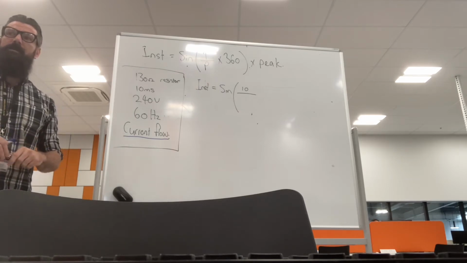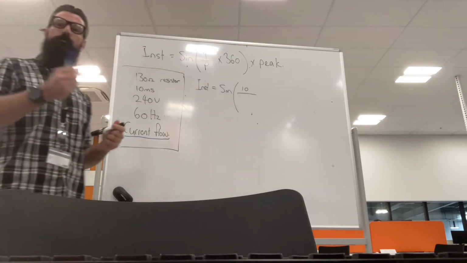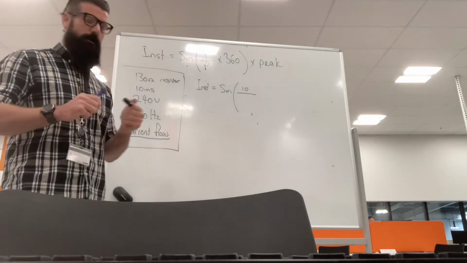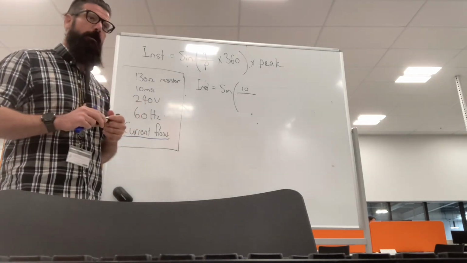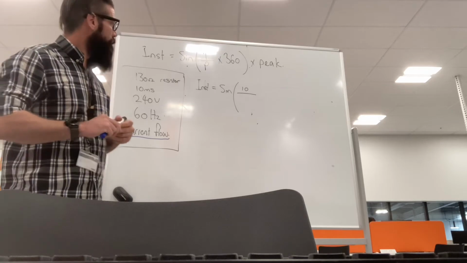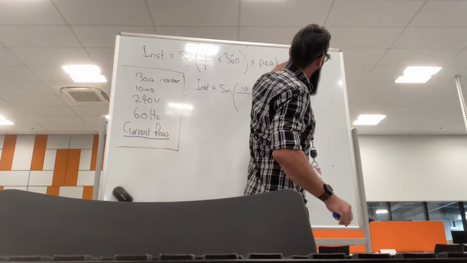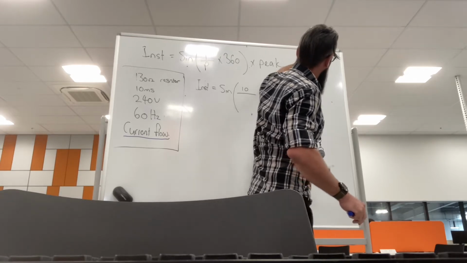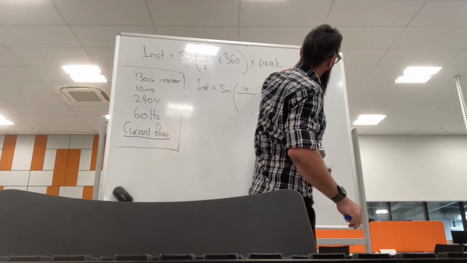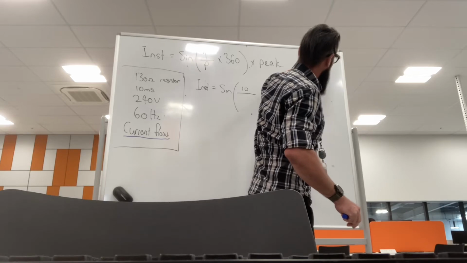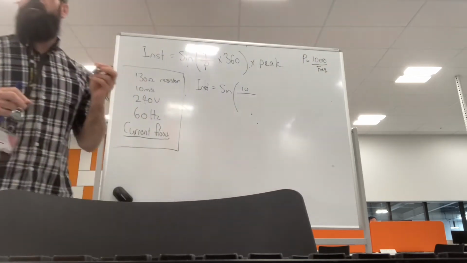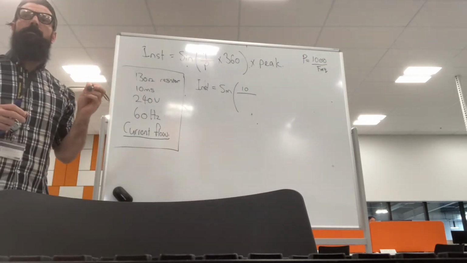1,000 divided by 60. Could somebody just quickly work that out on a calculator for me? Just write that up there. P equals 1,000 divided by the frequency. What does that come out to? 16.67.